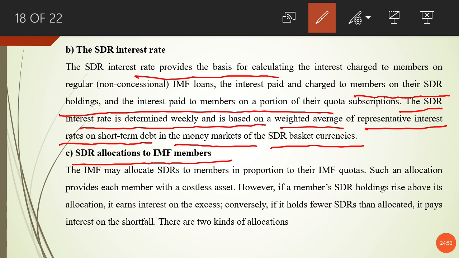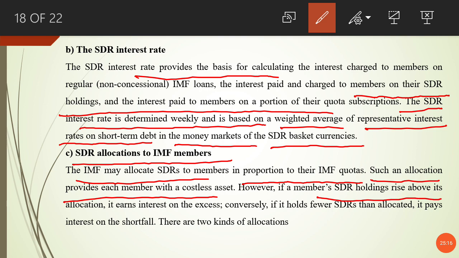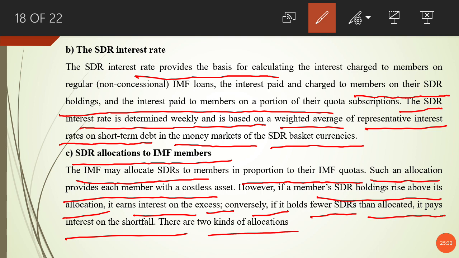C. SDR allocation to IMF members. The International Monetary Fund may allocate SDRs to members in proportion to their IMF quotas. Such an allocation provides each member with a costless asset. However, if a member's SDR holding rises above its allocation, it earns interest on the excess. Conversely, if it holds fewer SDRs than allocated, it pays interest on the shortfall. There are two kinds of allocations.